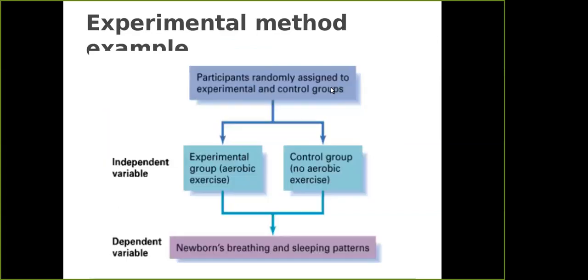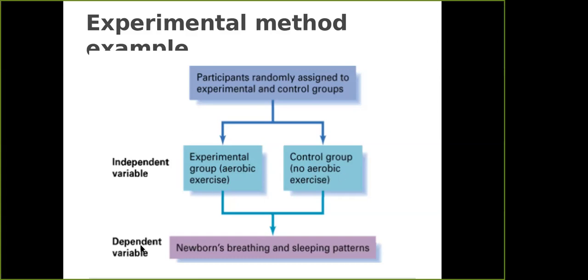Some were assigned to an experimental group that received the aerobic exercise, and others were assigned to the control group that didn't do the exercise. And after the babies were born, their breathing and sleeping patterns were assessed. So in this example, the experimental group versus control group is the independent variable. This is what was manipulated. Some experienced this variable, some experienced that.